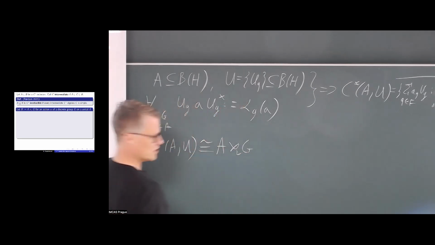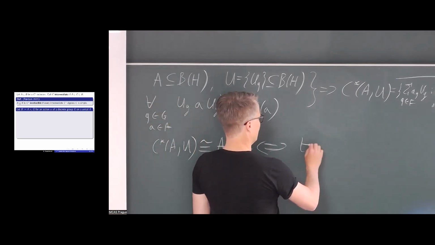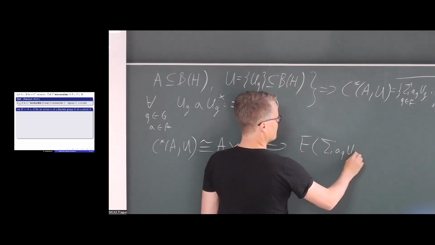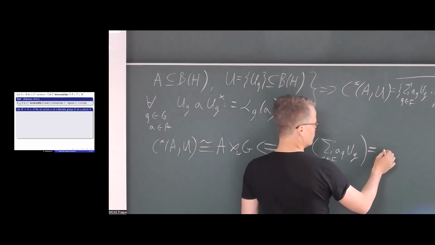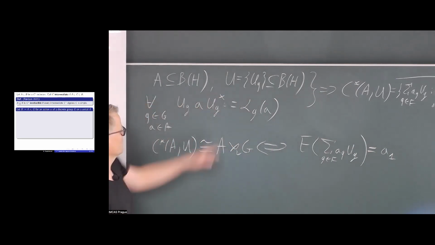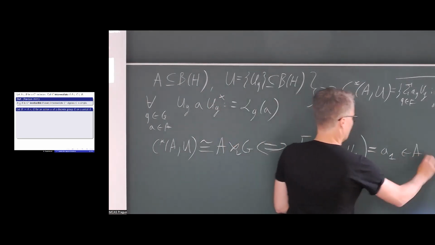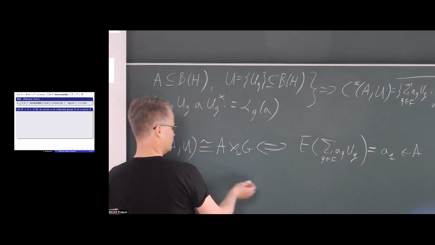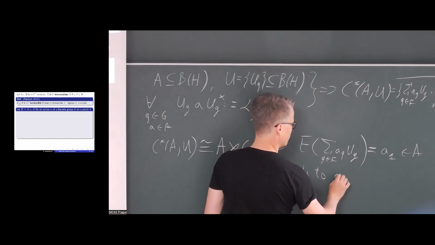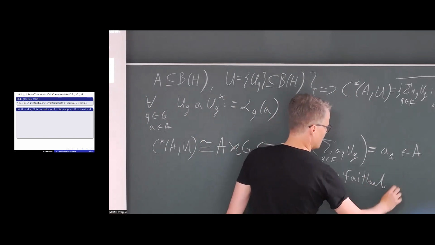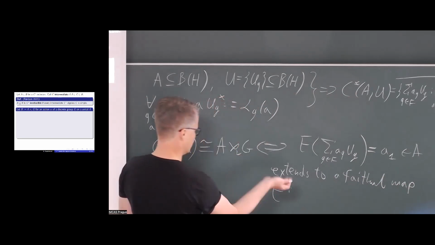Provided that this representation has the additional property that we have a faithful conditional expectation, so that the map which sends each such finite sum to the element lying in the unit fiber, a_1, where 1 is the neutral element of the group, so this is just in A, extends to a faithful map from the cross product algebra to A.